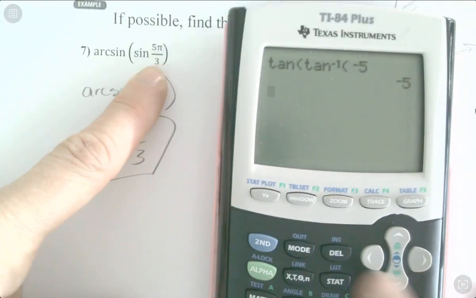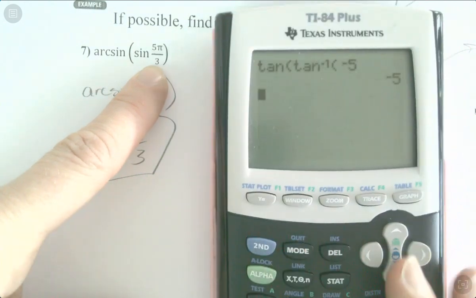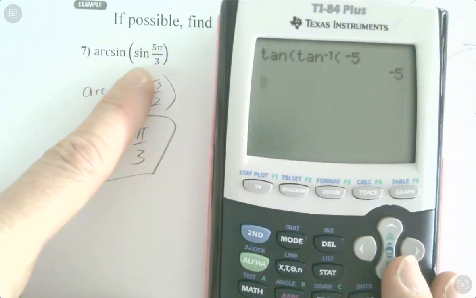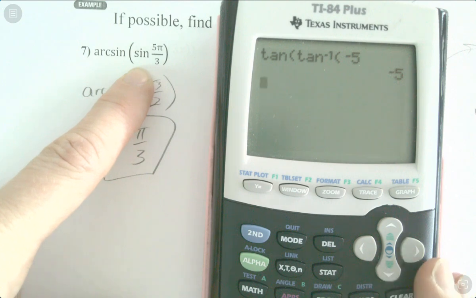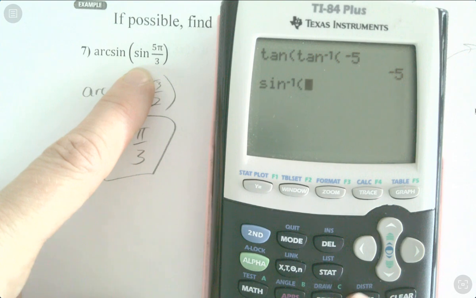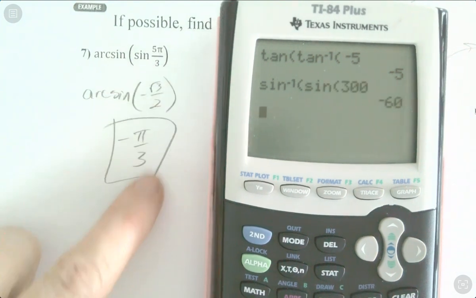And it'll make more sense if you do it in degrees. I'm in degree mode. You could do this as well. Check this out. 5 pi over 3 in degrees is 300. So if I did arc sine of sine of 300 degrees, negative 60.